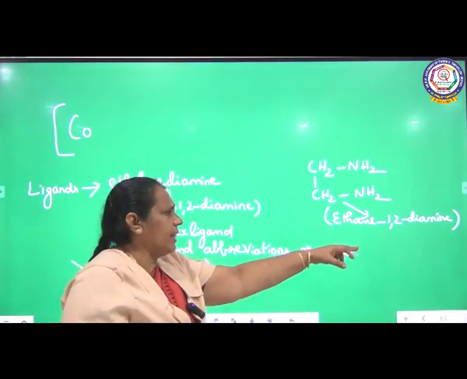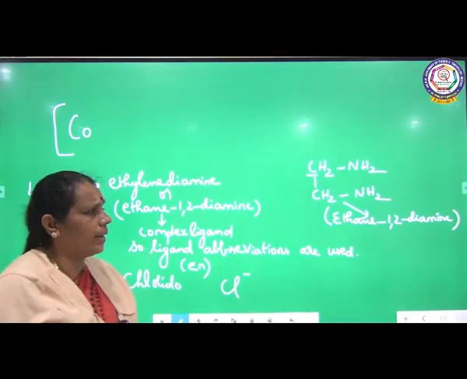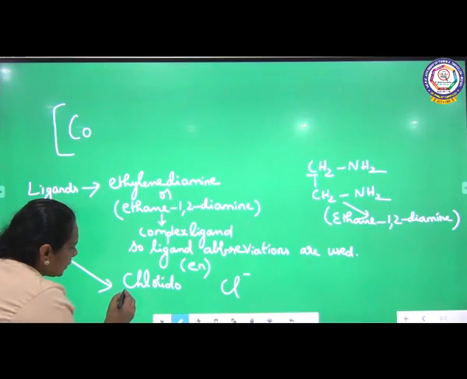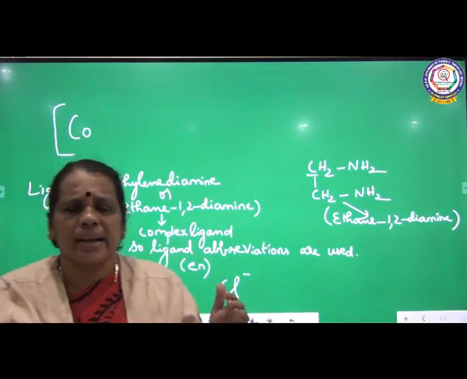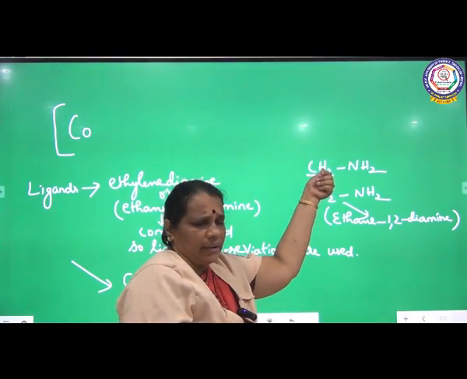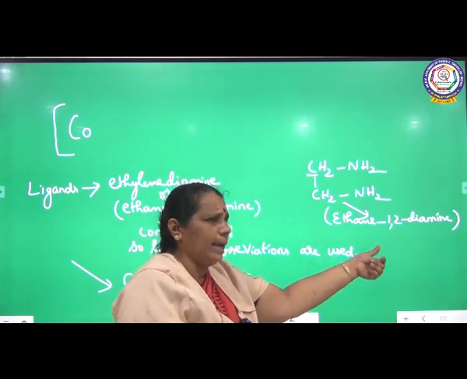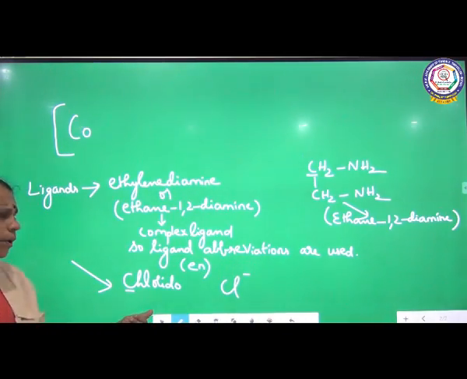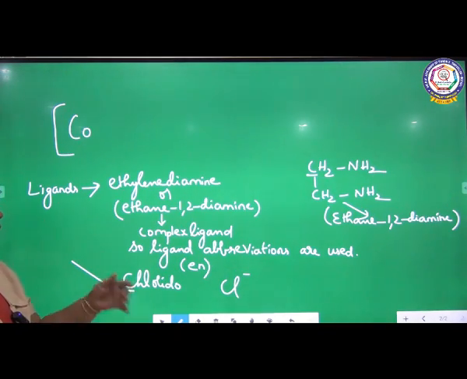When you talk about ethane 1,2 diamine, the first letter is C. When you talk about chlorido, here also the first letter is C. So both the ligands start with C. Then we have to see the next letter. What is the next letter? In ethane 1,2 diamine, the next letter is H. In chlorido, the next letter is L. So we are going to arrange now.